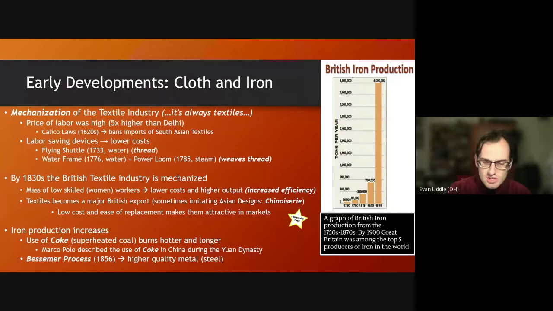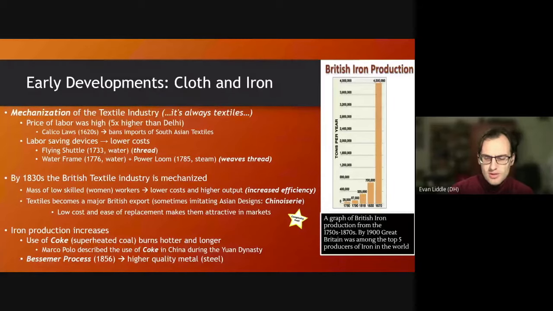And the issue with the textile industry, that is weavers and loom operators, was that in England, the price of labor was high, almost 5 times higher than it was in, say, Delhi in India. Right? And the Calico laws, which had banned the import of South Asian textiles, removed a cheap alternative. So the drive was to find labor-saving devices that could potentially lower the cost of producing goods. And then there was a bunch of inventions powered by water, powered by steam. Essentially, by the 1830s, the British textile industry, that is the production of cloth, was completely mechanized.